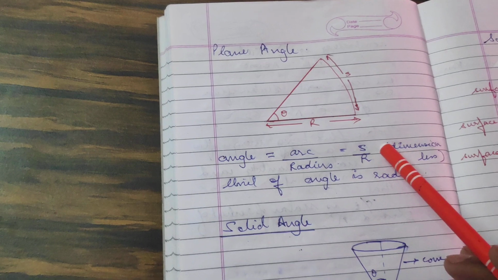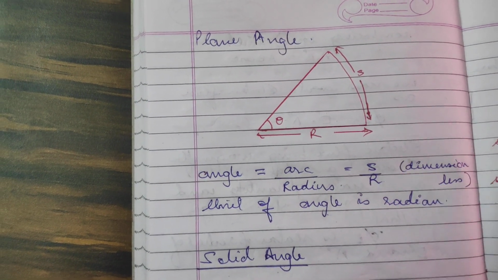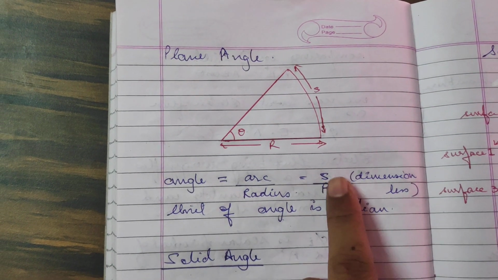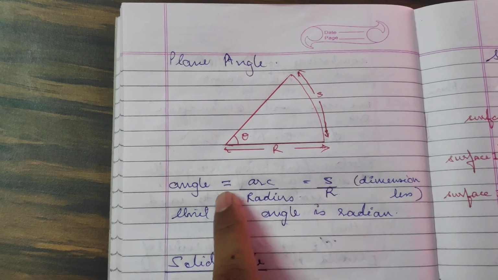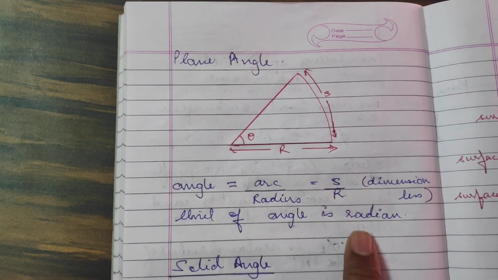So angle becomes arc upon radius, that is S upon R. Now both of these quantities have the same dimensions. Therefore angle is a dimensionless quantity, but it has an SI unit called radian.